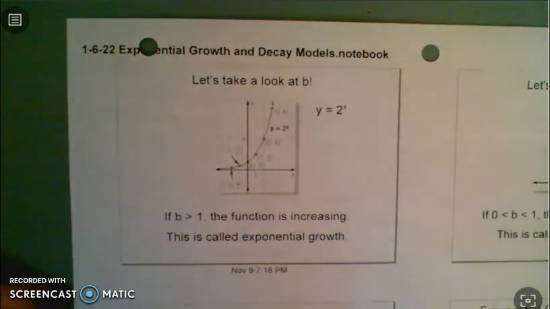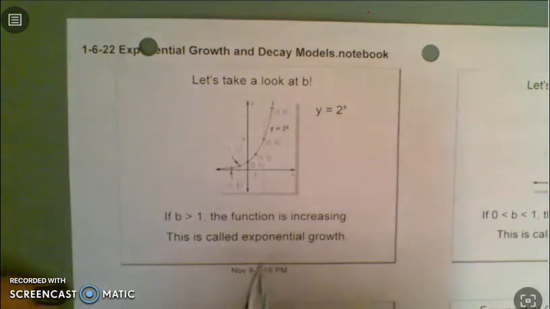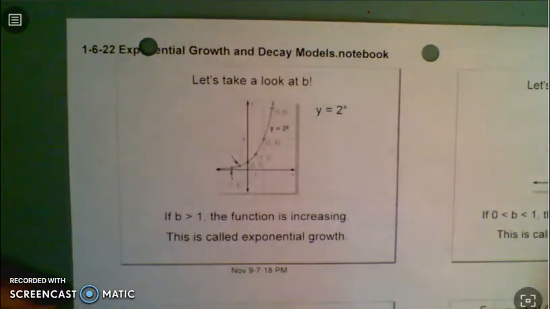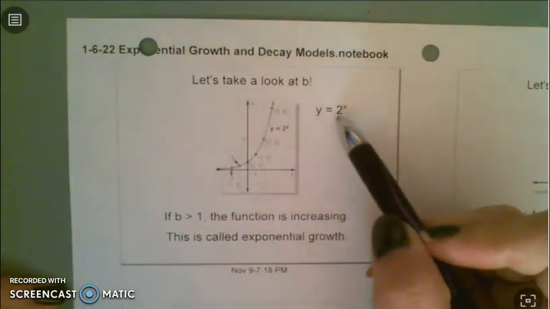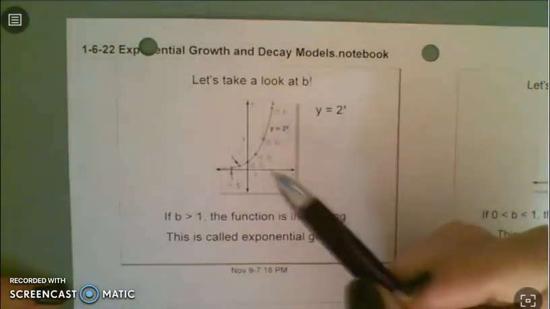So this video is about growth and decay models. First, let's take a look at B. If B is greater than 1, the function is increasing and it's called exponential growth. In this case, this was 2 to the x, and then they graphed it. So that's exponential growth.